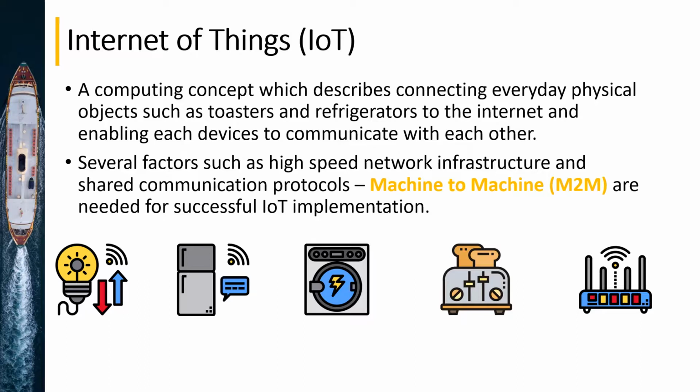And to enable IoT, we need very high speed networking infrastructure, which I will be talking about in later lectures, and also a shared communication protocol, basically to share information about each other. So devices need a shared platform to communicate with each other, and this is known as machine to machine communication, M2M. This is vital for successful IoT implementation.